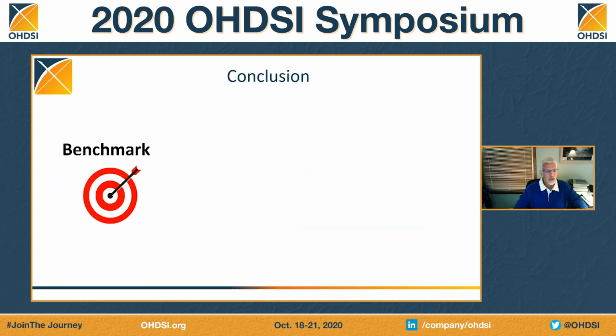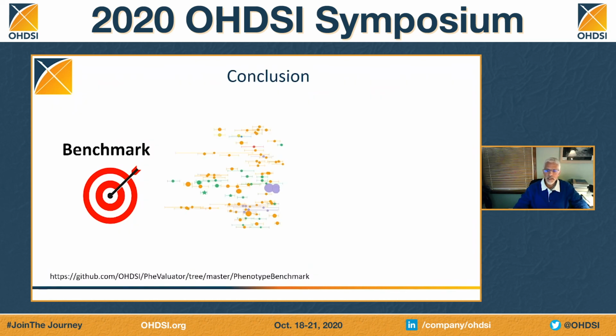In conclusion, in our study, we created a benchmark, a target to assess the performance of phenotype algorithm evaluation tools. All the data for our benchmark may be found in the OHDSI GitHub repository, including extracted statistics and links to the original studies, as well as the JSON files for each of the algorithms examined. We reviewed 36 studies evaluating 94 phenotype algorithms and found a wide range of values for positive predictive value.